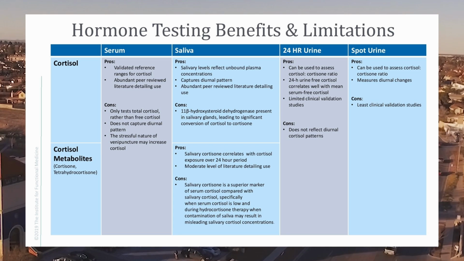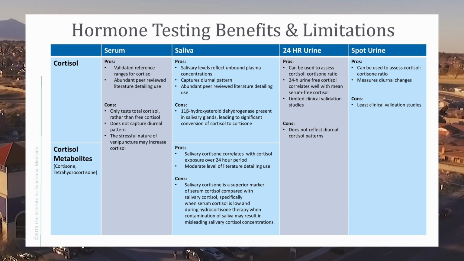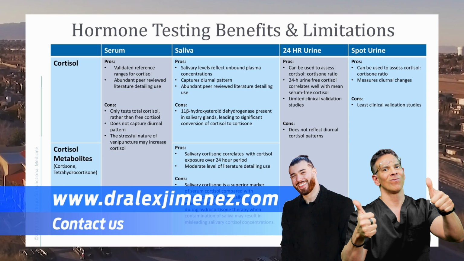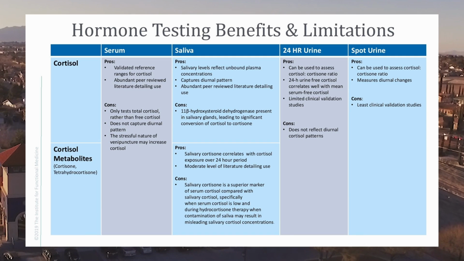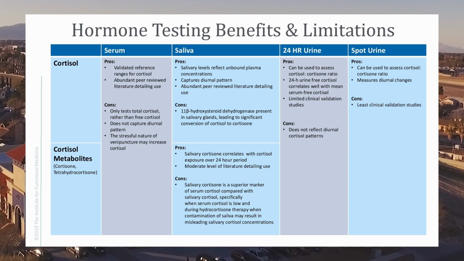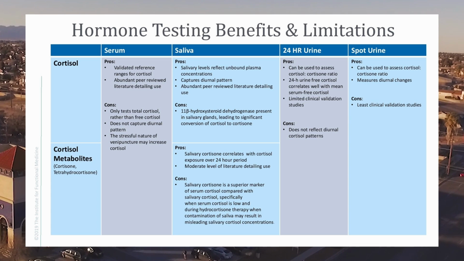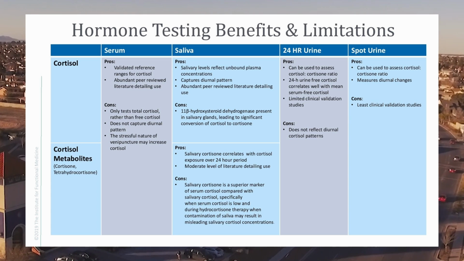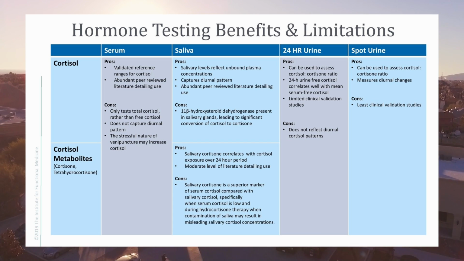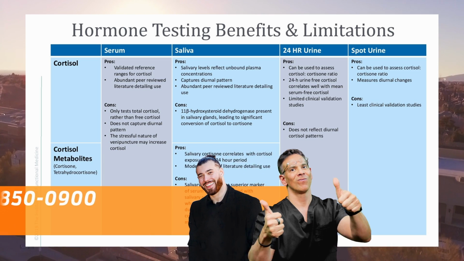And in the spot urine, you can get the cortisol to cortisone ratio, which can be helpful. You can have the patient do the spot urine test multiple times a day, so you can get the diurnal change, just like you would with saliva. But unfortunately, the spot urine testing has the least amount of clinical validation studies. So you have to keep that in mind. So with this, primarily people are feeling most comfortable with using either serum levels done at the right time of day, understanding that you're not getting the unbound cortisol, or they're doing a 4-point salivary test.